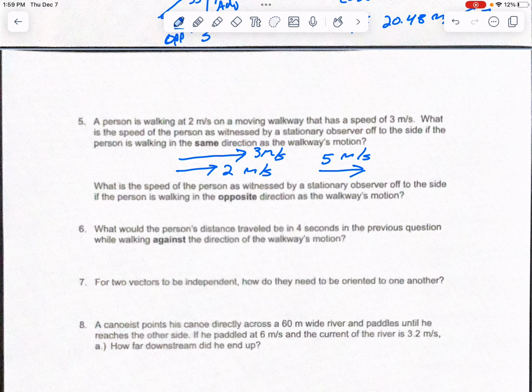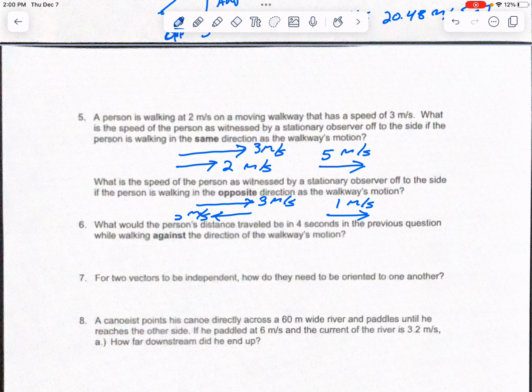Now the next part says, what if they're going the opposite direction? So now we'll just say the walkway is still going this way, 3 meters per second. But now the person's going this way at 2 meters per second. Okay, walkway is going to win on that one. So they're going to subtract those. So it's going to be 1 meter per second. And ultimately you're going to end up going the way of the walkway. So it just depends on how you draw that. As long as it matches up, you could have said walkway was going left and the person's going right. Doesn't matter as long as you can show that.